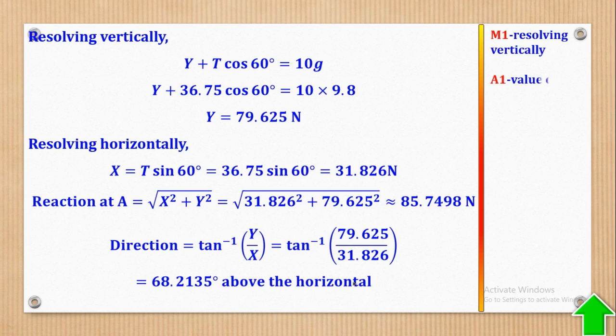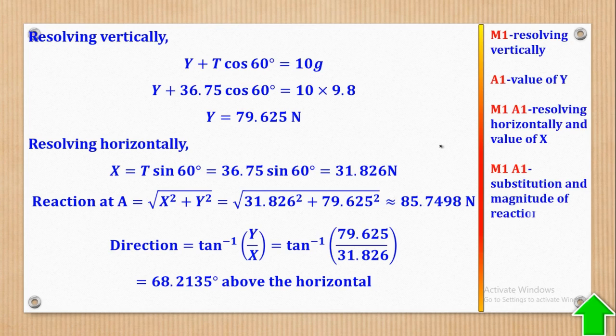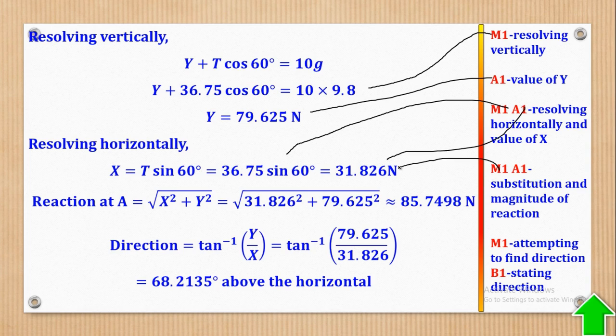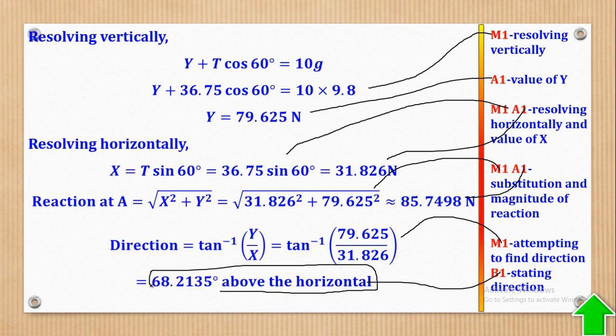Now let's see how much can be awarded. M1 for resolving vertically and A1 for the value of capital Y, M1 for resolving horizontally and A1 for the value of capital X, M1 for substituting using Pythagoras theorem and A1 for the magnitude, M1 for attempting to find the direction and B1 for stating the direction. So this statement has to be included: above the horizontal.